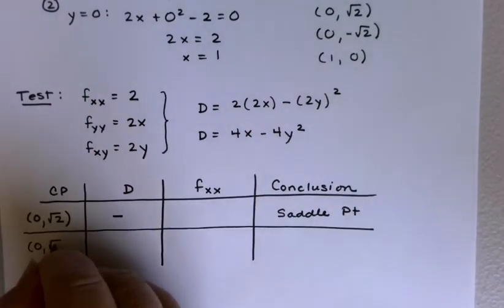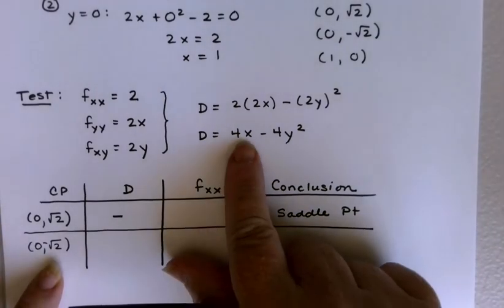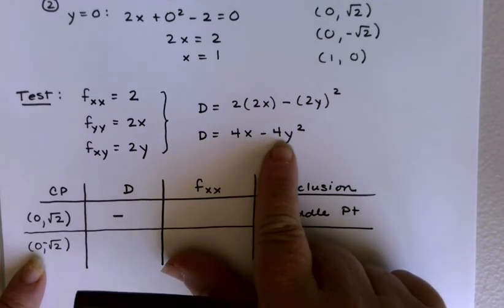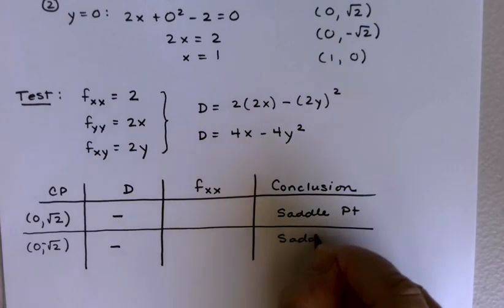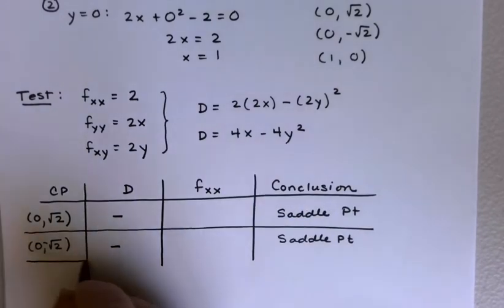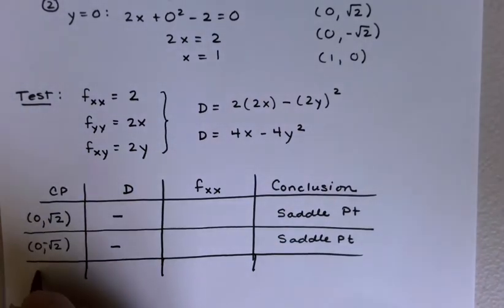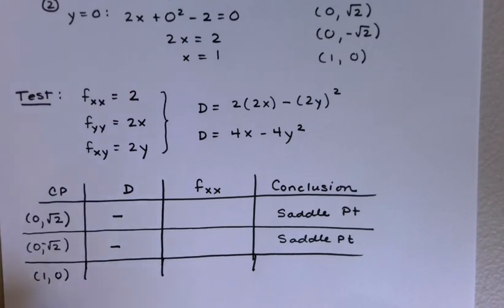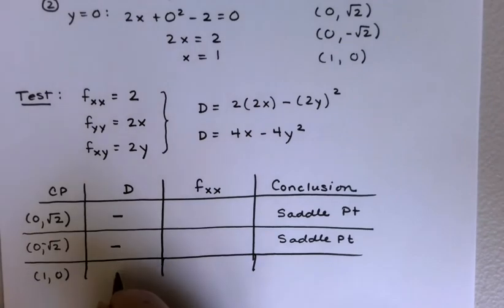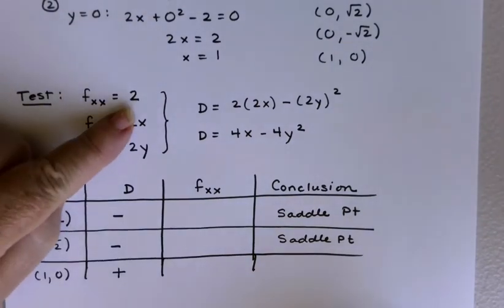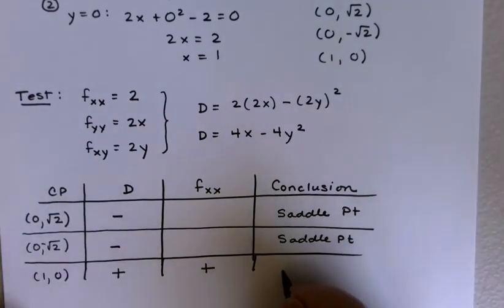Let's go with 0, negative square root 2. And I don't think that's really going to change anything. My first term's still going to be 0, and I'm subtracting something positive because of the square, so it's going to be negative again. And this is another saddle point. Last, I had the point 1, 0. Plugging that into D would give me positive 4 minus 0. That will be positive. And my f sub xx is 2, so that's always positive. So positive, positive, that gives me a minimum.